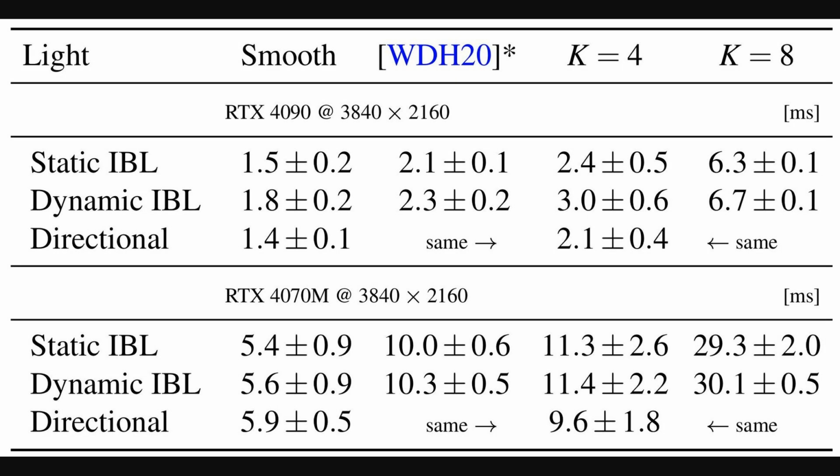This table then details the performance costs, really how fast this all runs. We're looking at render times in milliseconds on a couple of high-end graphics cards. They compare their new method, using 4 and 8 light levels, against a standard smooth surface and that previous method we just saw. The key takeaway is the efficiency. On an RTX 4090, using 4 light levels only adds about a millisecond compared to a smooth surface under static image-based lighting. That's a tiny cost for the huge visual improvement, showing the technique is practical for real-time applications.